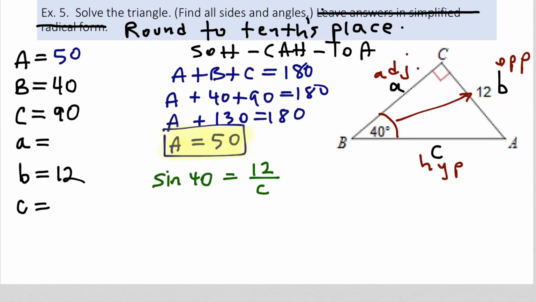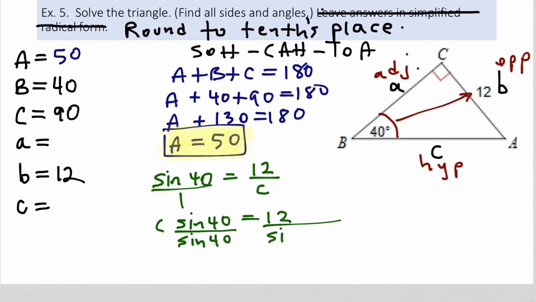Then I could put a 1 under my sine 40 and I could say C times the sine of 40, using a cross product, is equal to 12 times 1, which is 12. Solving for C, I would divide by the sine of 40 on both sides. So C is equal to 12 divided by the sine 40.